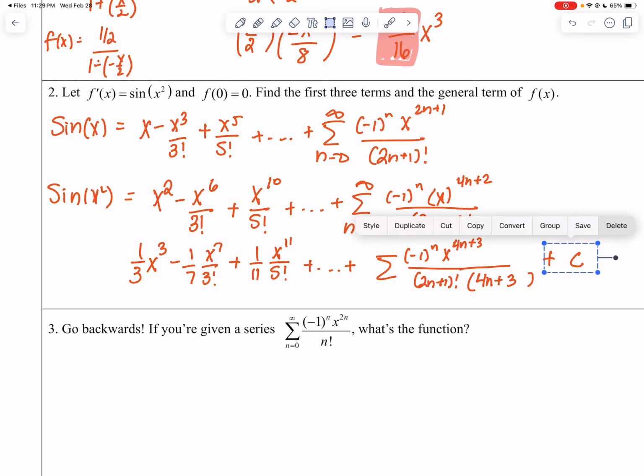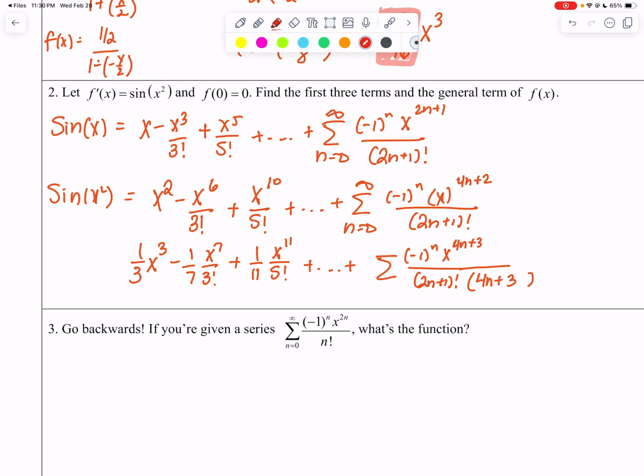So c is just 0 in this case, which means that my final answer would be this right here.